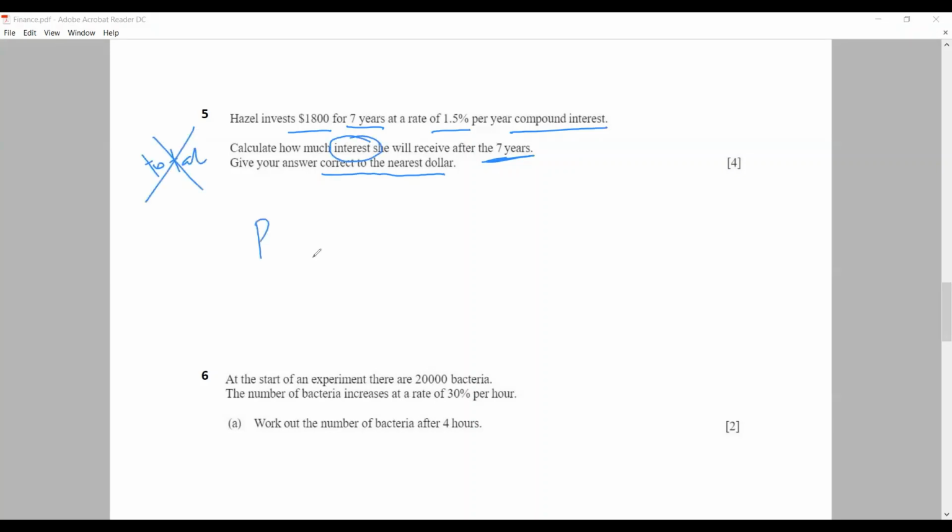So if you use this formula, this gives you the total amount after n years, right? However, if you want just to know the interest, you have to subtract it by P, again, the principal. So let's do the substitution. That is 1,800 times 1 point, the interest is 1.5%, that is 0.015, right? Raised to the power of 7, and then minus 1,800 again. So let's see how much is that.